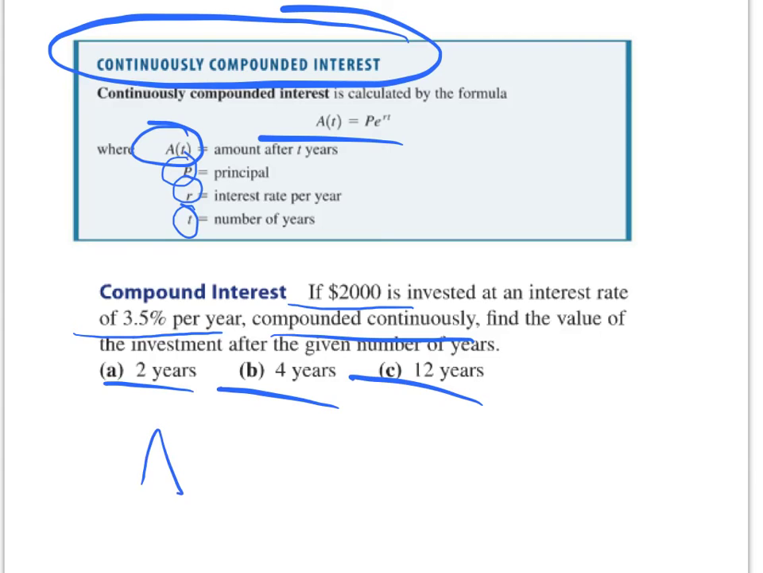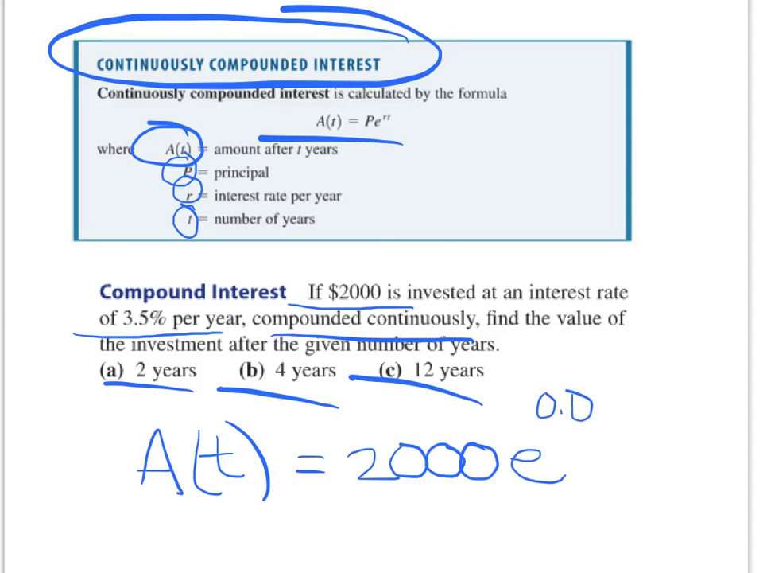So you just need to enter the formula into the function of your calculator. A of t is equal to P, which is 2,000, times e to the r, which is 3.5% written as a number, that's 0.035 times t. Now again, make sure that when you enter this into your calculator, you put parentheses around that exponent because it's a product, and so you need those parentheses in order to get the calculation done correctly.